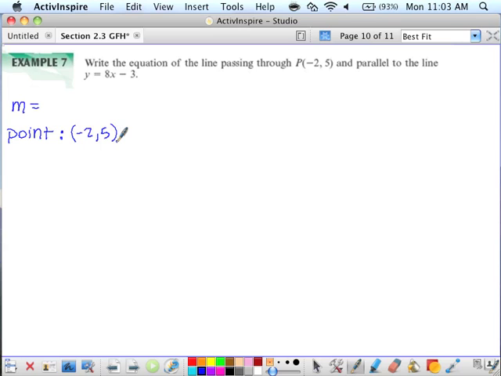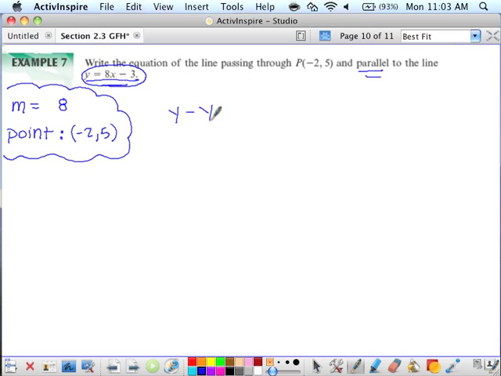I need a slope. What slope should I use for my problem? Why 8? Because we know that it has to be parallel to this guy. Well, this guy's slope is 8, meaning I also want my line to have a slope of 8. That's the only way the two lines are going to be parallel. Once you know those two things, you don't need this equation anymore. The only thing you needed this equation for was to steal the slope. Once you know what slope to use, start over with point slope form.